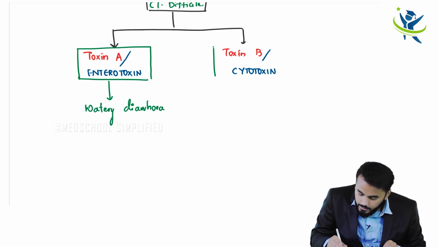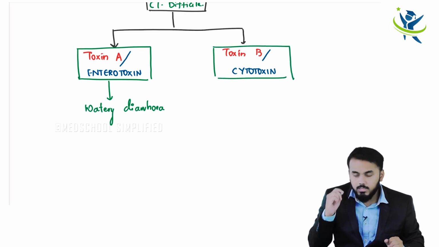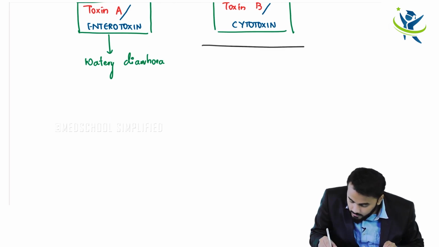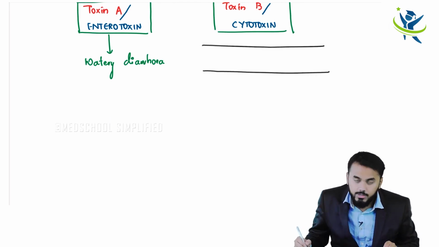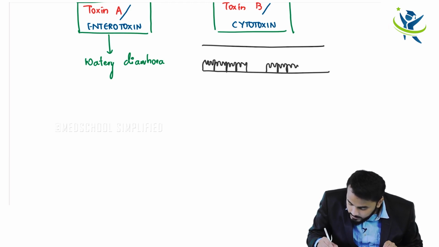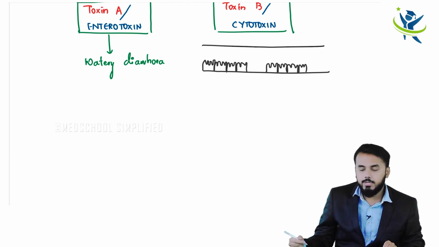And this toxin B or cytotoxin, what is it going to do? Look here, guys. Let us say this is your intestine. In this intestine, you have numerous cells like this, and these cells are called your enterocytes. So these cells which I am drawing right now are called your enterocytes.